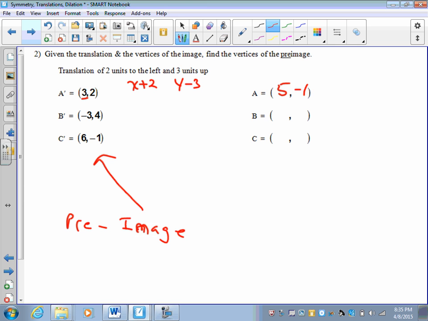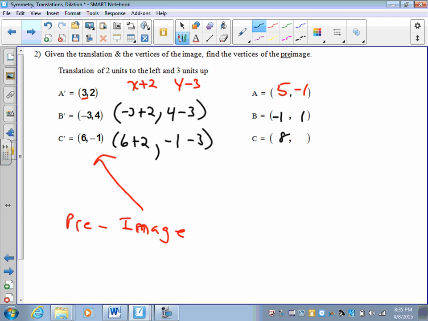-3 plus 2, 4 minus 3, and I get (-1, 1). 6 plus 2, and -1 minus 3, (8, -4).